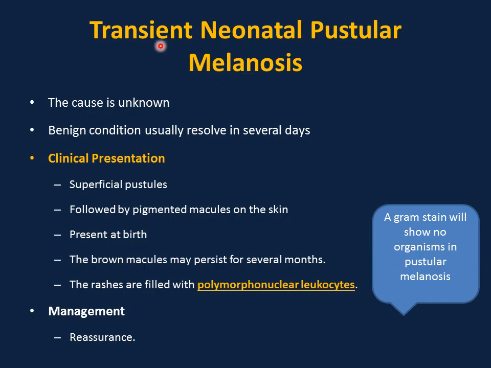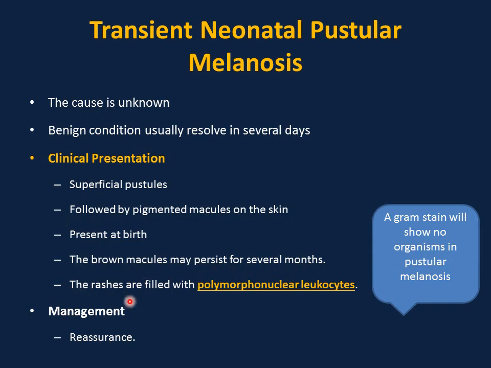From the name, transient means benign, self-limited. Neonatal means it presents after birth. Pustular means pustules, followed by melanosis or hyperpigmented macules. The cause is unknown. It is a benign condition, usually resolved in several days. Clinical presentation: superficial pustules appear on the face and the body, followed by pigmented macules in the skin. It presents at birth. The brown macules may persist for several months.